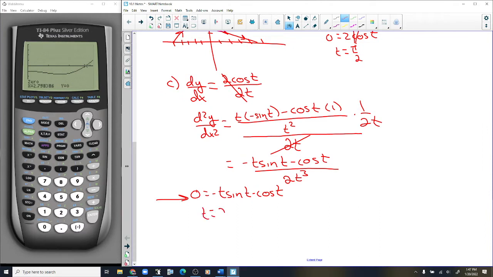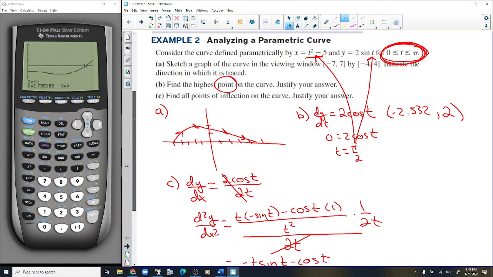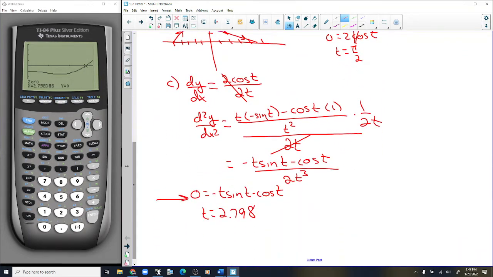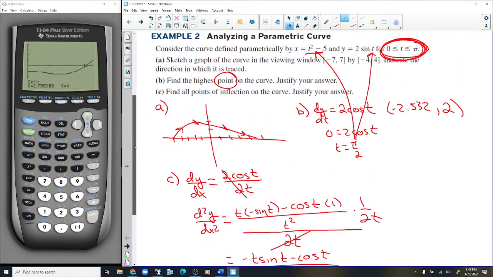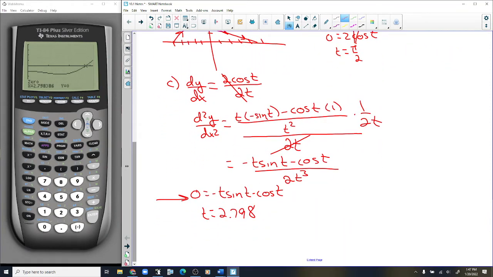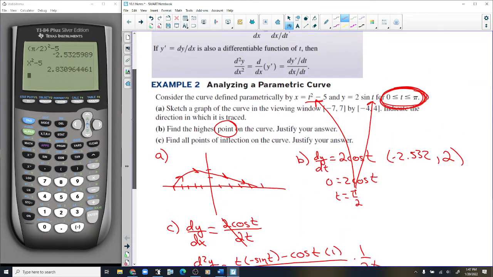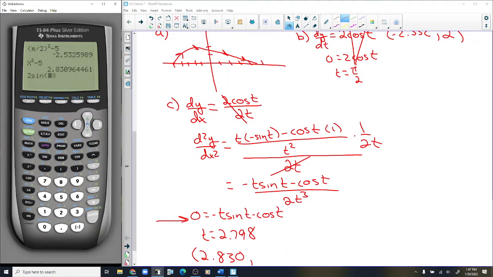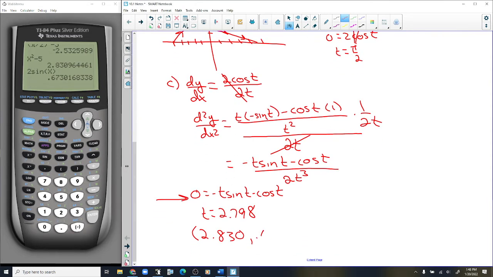So t equals 2.798. But it says point of inflection, right? Find the points of inflection on the curve. And so we need to plug that into the original equation. So we have, see, I calculated the value, so x holds that. So now I can just do x squared minus 5. There's the x coordinate, 2.830. And the y is 2 sine, so I can go 2 sine of x. And it's 0.673.